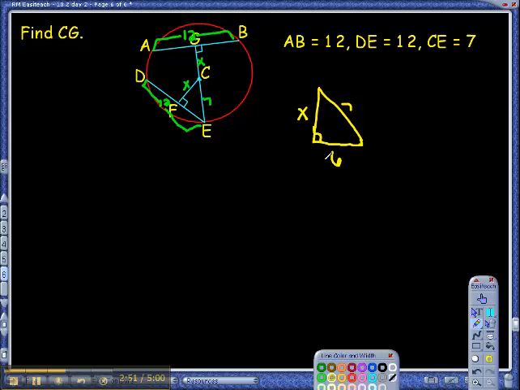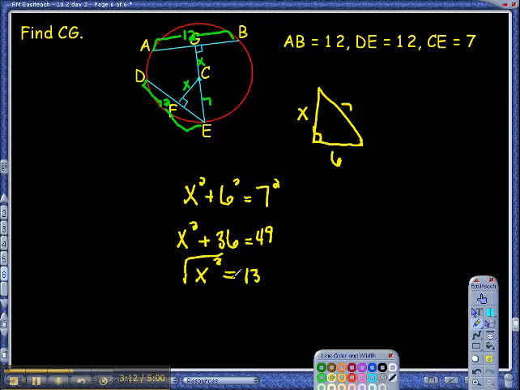Well, now we've got a right triangle. We could use the Pythagorean theorem to help us find a missing part. So we could say x squared plus 6 squared is equal to our 7 squared. So x squared plus 36 is equal to 49. So x squared would then equal 13. Not very pretty. x would end up equaling, we could say plus or minus, radical 13.